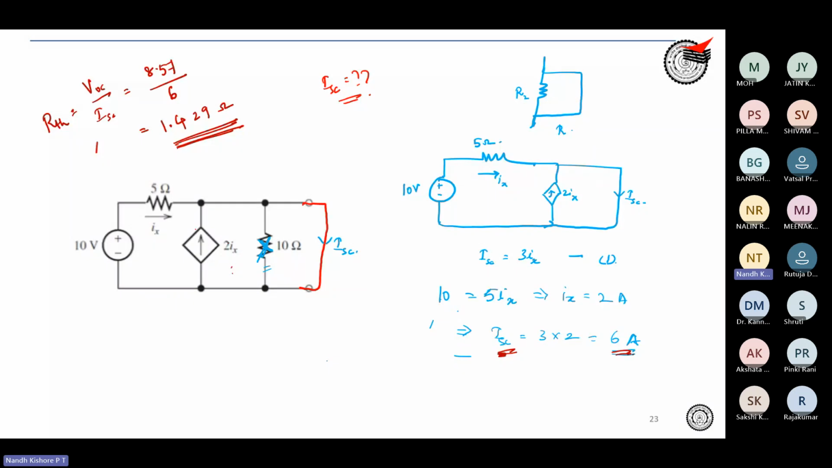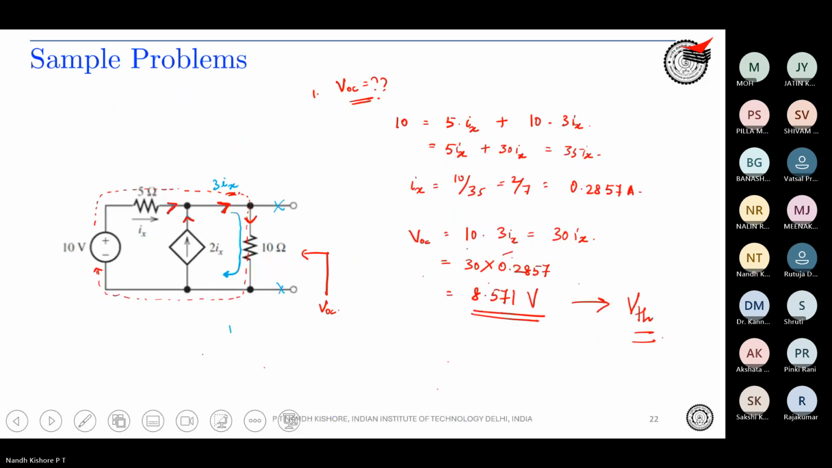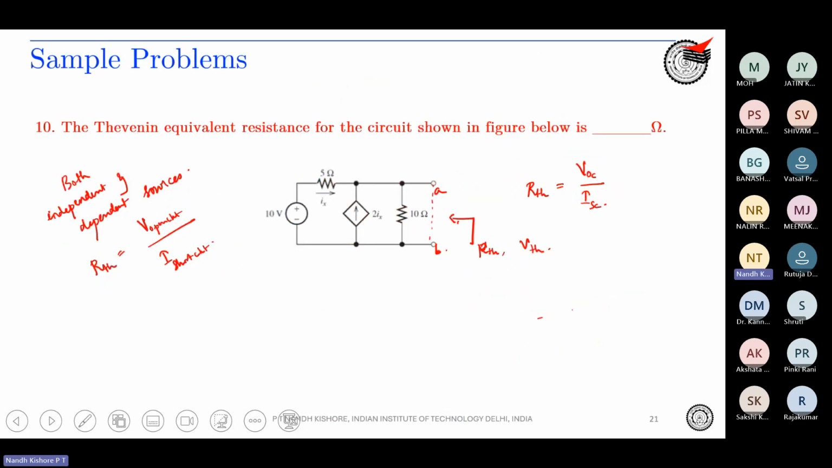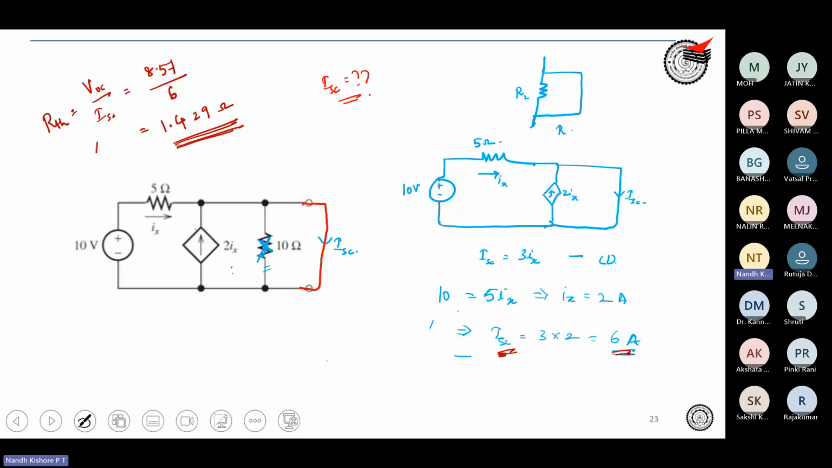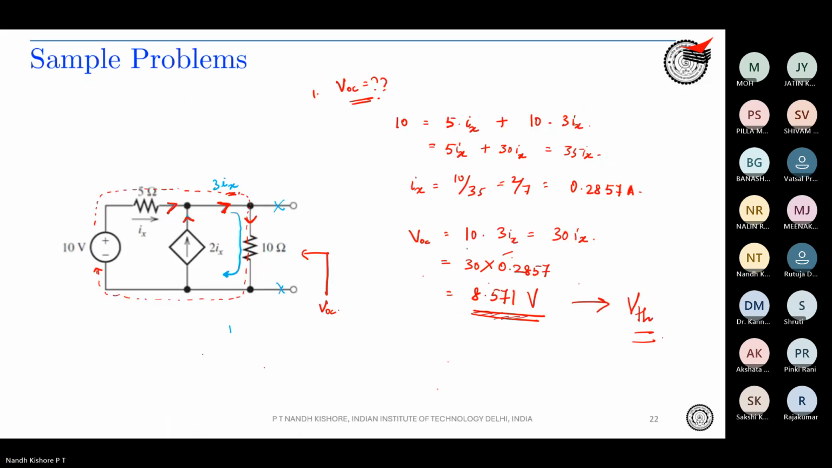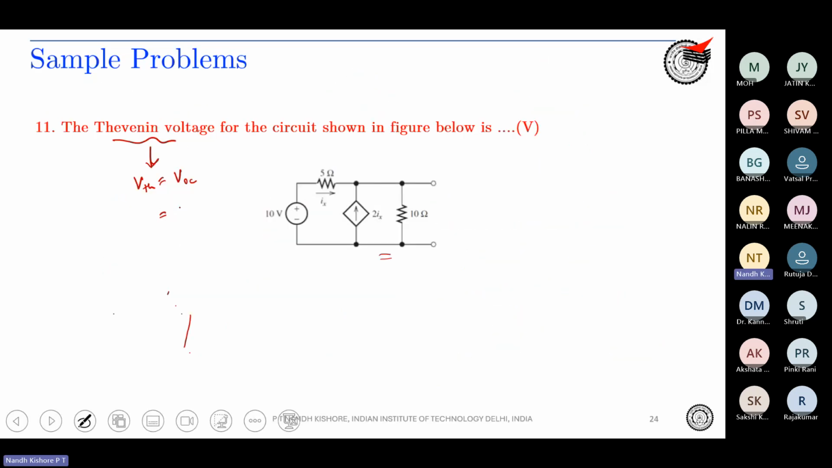Fine. So basically, you found out R Thevenin as VOC by ISC. Is this fine with you guys? Is the question clear? How we solve the question? VOC by ISC was our answer. Okay, so the next question is the Thevenin voltage for the circuit shown in figure. It's the same circuit. They have asked the Thevenin voltage, which is the same as open circuit voltage. We found out the open circuit voltage is how much? 8.57 volt. Correct? We already found this out, so the answer is 8.57 volt.